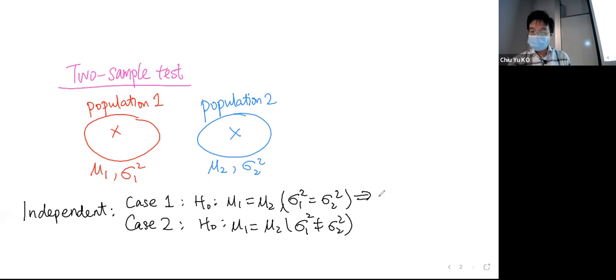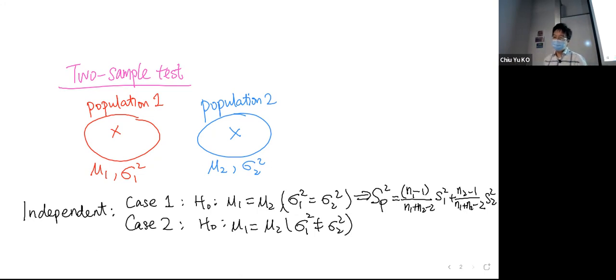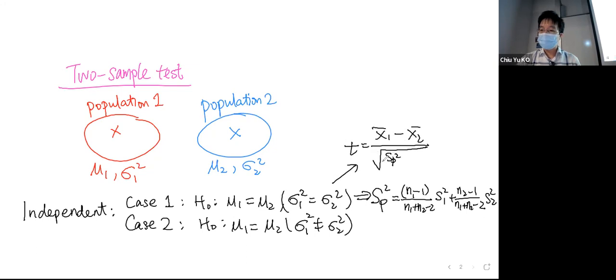What is so special about the equal-variance case is that because they're the same, we can estimate S P square as a pooled variance. If you recall, it is N1 minus 1 over N1 plus N2 minus 2 times S1 square, plus N2 minus 1 over N1 plus N2 minus 2 times S2 square. So it's a weighted average. That implies the test statistic T is x bar 1 minus x bar 2 over the square root of SP square over N1 plus SP square over N2, and this is T with N1 plus N2 minus 2 degrees of freedom.